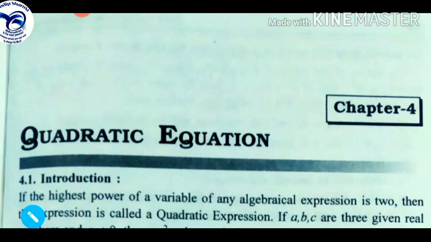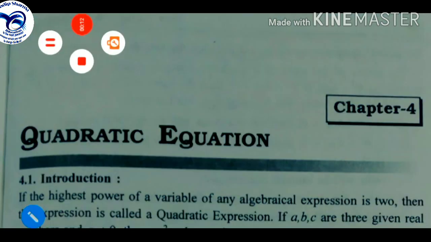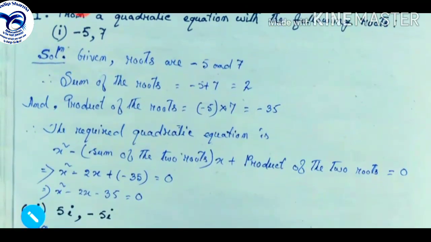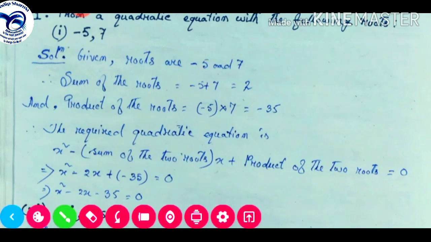This is Chapter 4, Quadratic Equations. It's very easy, so we'll start. Exercise 4.1. Question number 1: form a quadratic equation with the following roots. What are the roots given? With the help of these roots, we need to make one quadratic equation. It is very easy to form the quadratic equation.